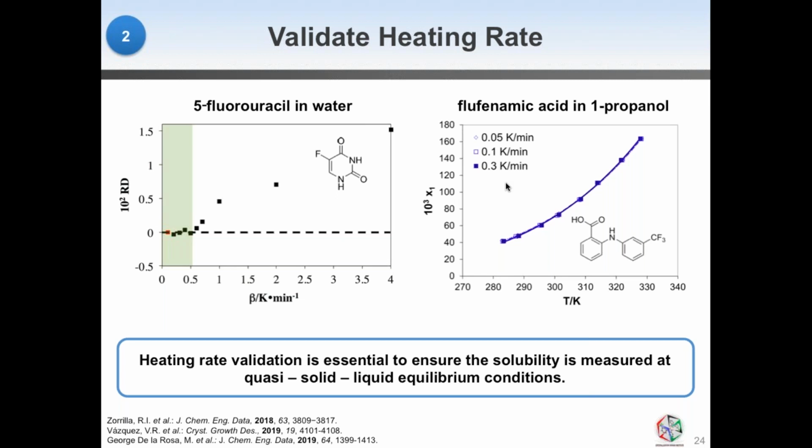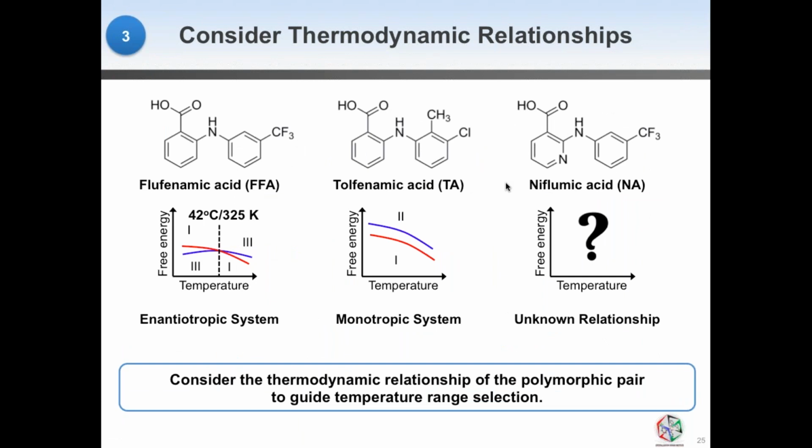The next aspect to consider is that the polymorphic pairs present different thermodynamic relationships. If these are known, then we can use them to determine the solubility of different polymorphs. We can determine the temperature range where these are stable and avoid temperature ranges where these can be transformed. If the thermodynamic relationships are not known, the solubility measurement might help to determine the thermodynamic relationships.